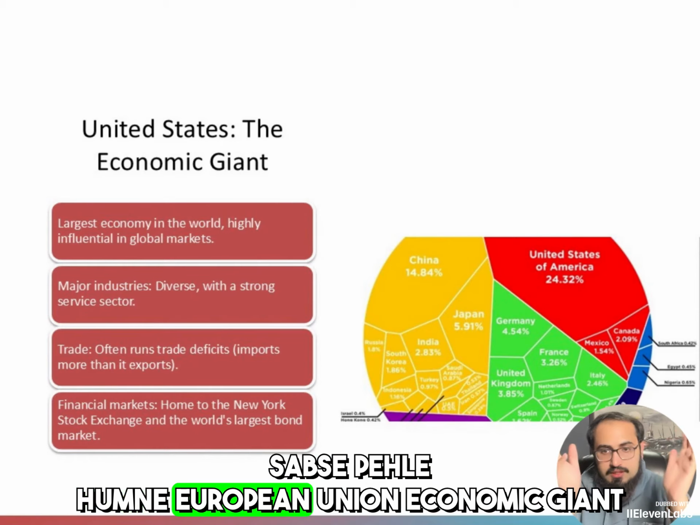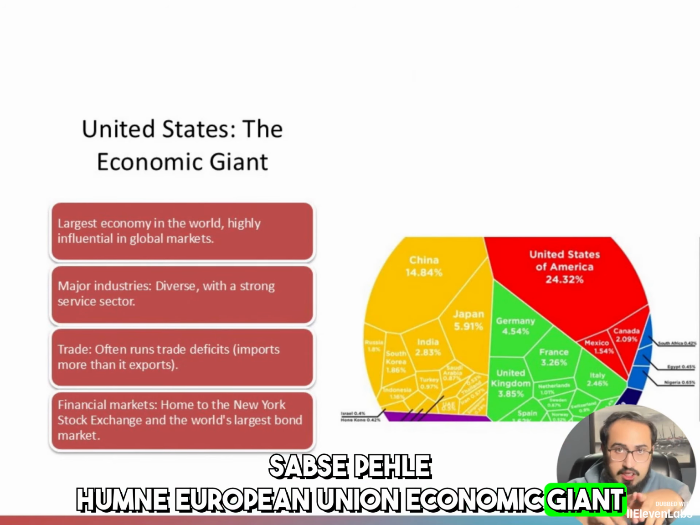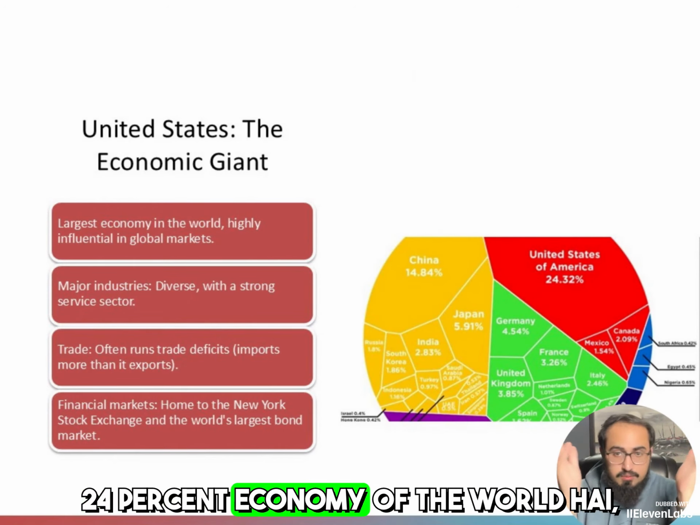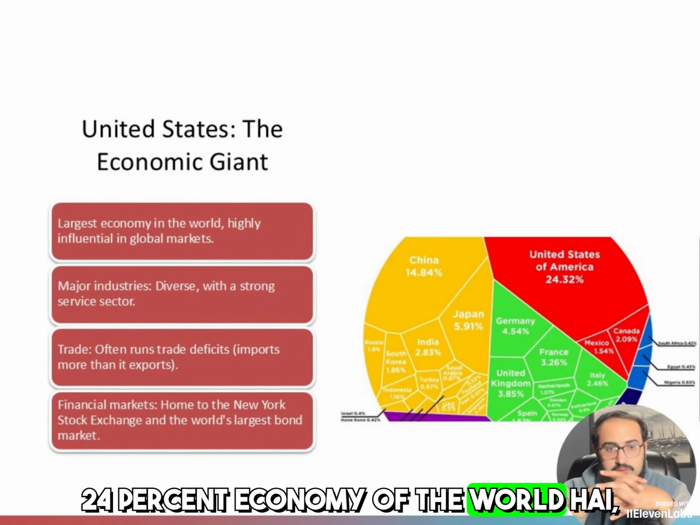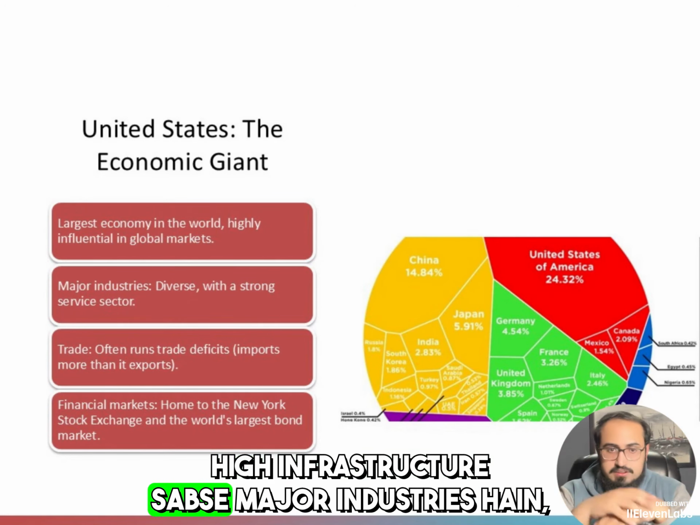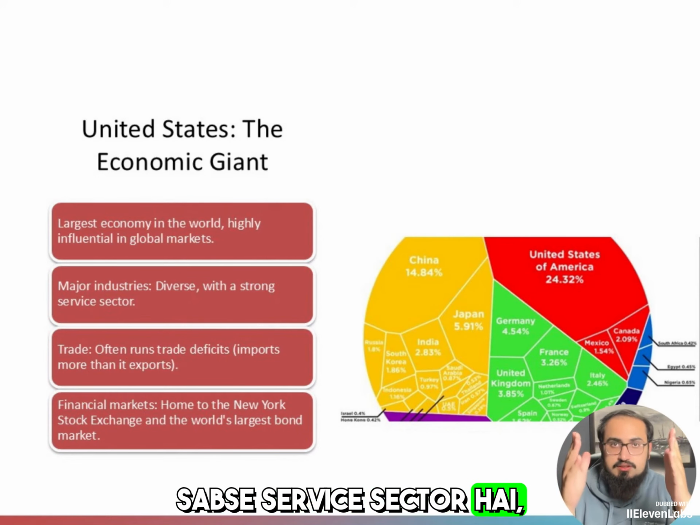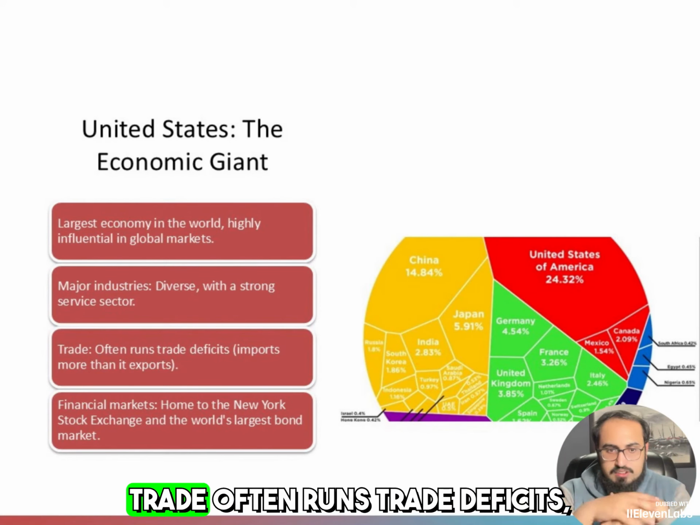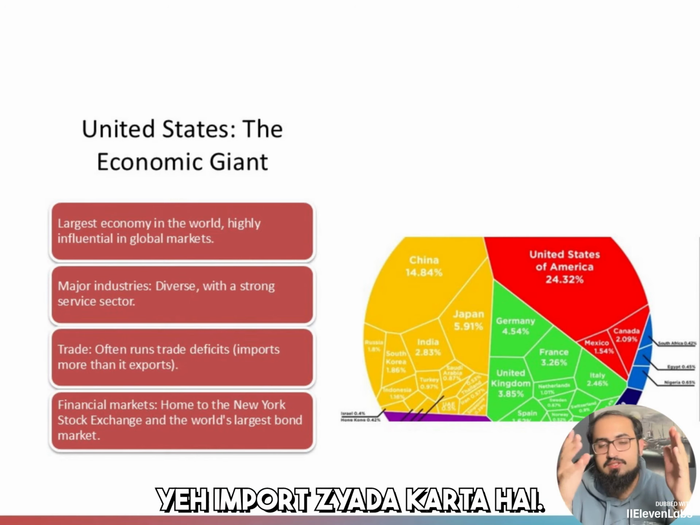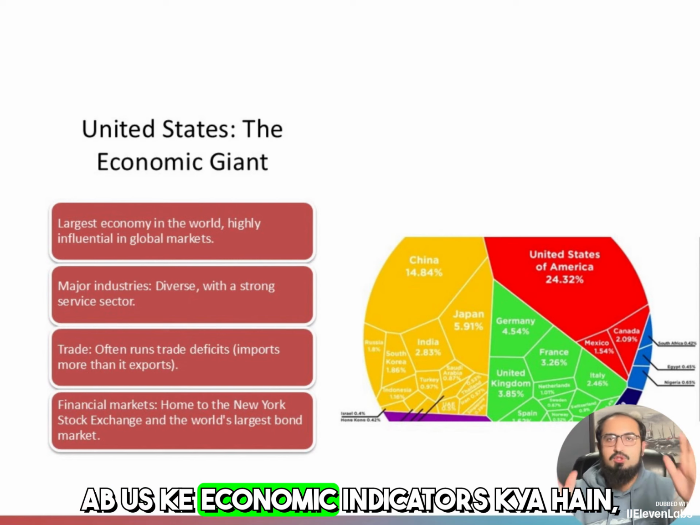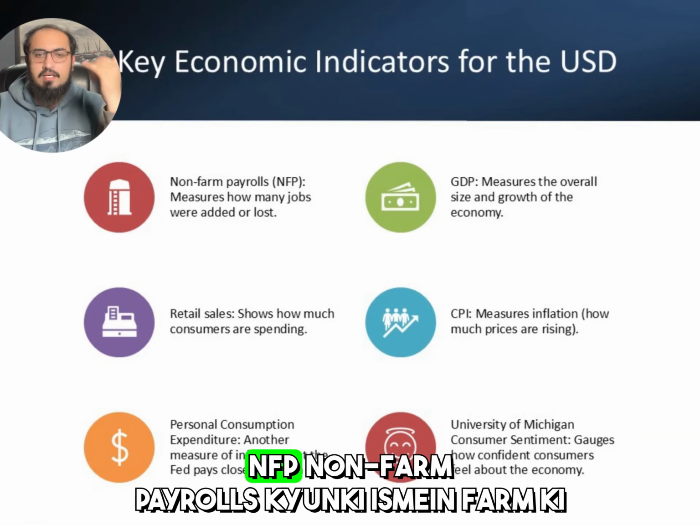First, we have the United States, an economic giant, 24% of the global economy. It is the largest economy in the world. It has highly efficient major industries in global markets, diverse and the strongest. Its main sector is the services sector, not the manufacturing sector. It runs a trade deficit. It imports more.